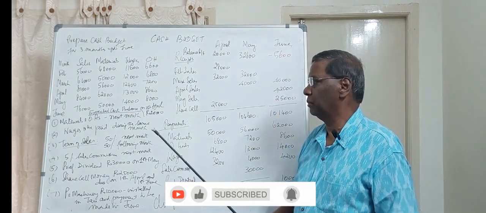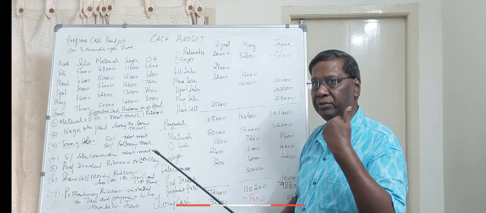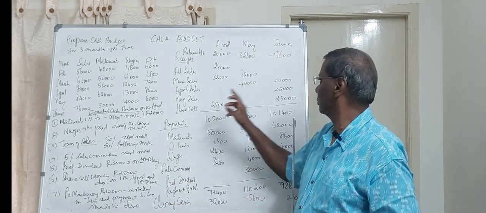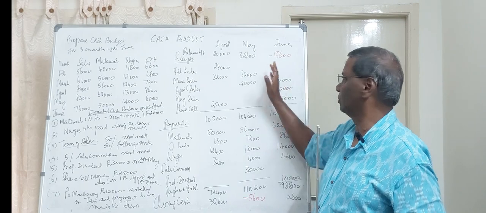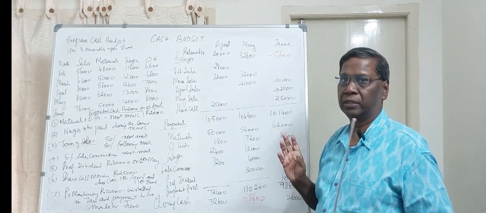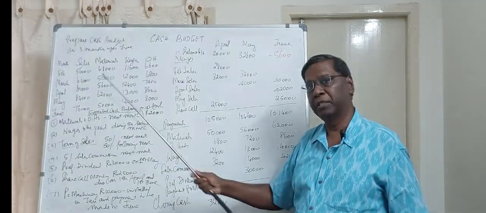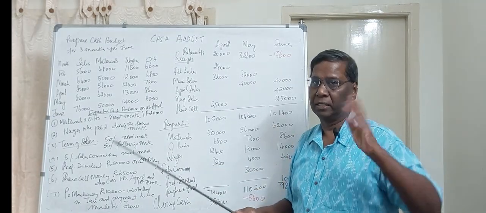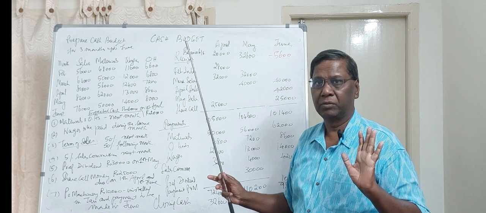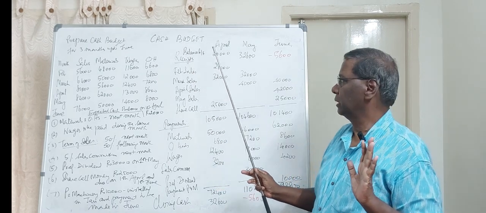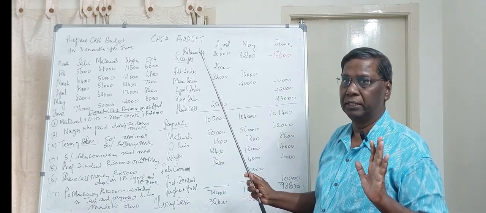So the first 50% of May sales will come in the month of June. How much is that? 42. Okay, this is over with regard to sales, because June sales will come in the month of July and August. So is it clear? There's nothing to worry about. It is a very easy thing.